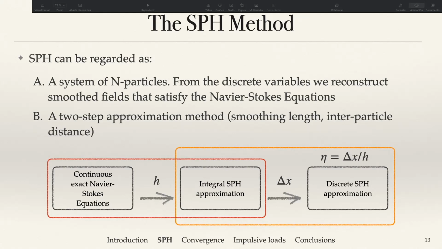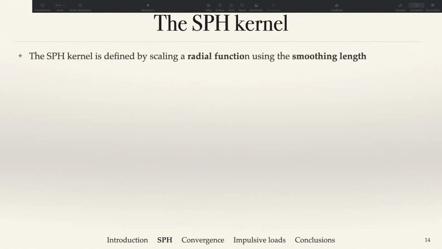But in general, as I already said, the focus will be set at the integral level. So regarding the kernel, it is a very relevant function in the context of SPH. It is defined through scaling, using the smoothing length, a radial function. The radial nature of the kernel plays a relevant role. We will discuss this when talking about the convergence.